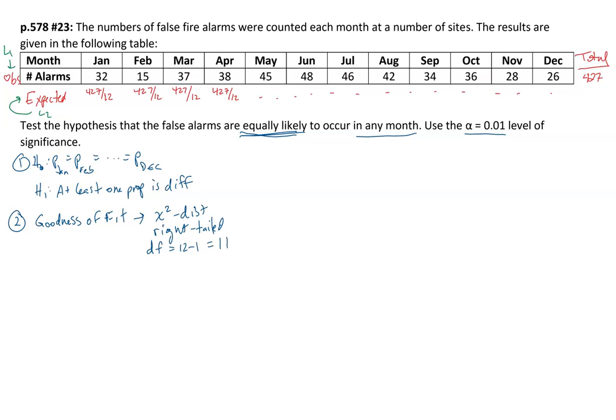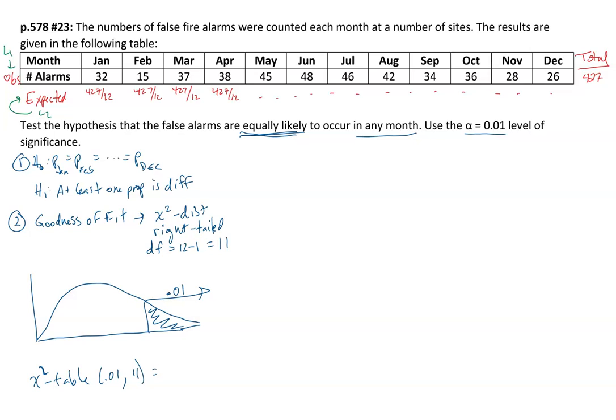So if we want to set up our critical value, we can do that. We've got our 0.01 entirely in that right tail, the chi-square table, with that 0.01 in the right tail and the degrees of freedom 11 gives 24.725. So that's our critical value.